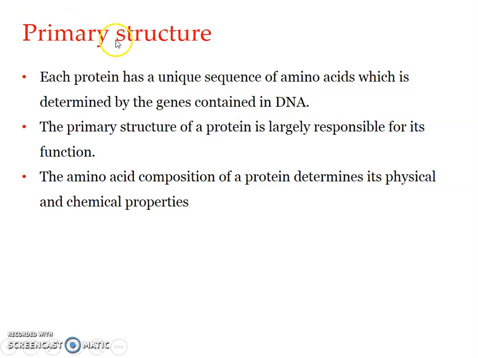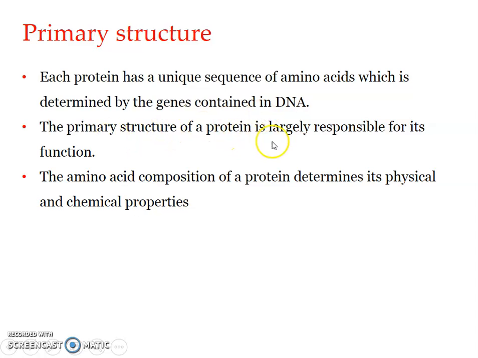So, the primary structure contains the amino acid sequence complementary to the codons present on the mRNA, isn't it? So, during the process of translation, it is based upon the sequence of codons that the amino acid sequence is formed, and it makes up the protein structure. Clear. So obviously it is based upon the genes in the DNA. So ultimately, each protein has a unique sequence of amino acids that is based upon the genes contained in DNA.